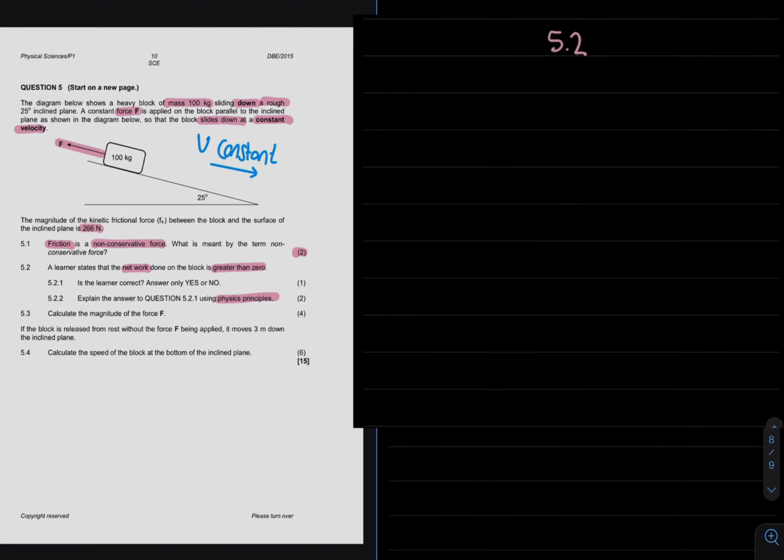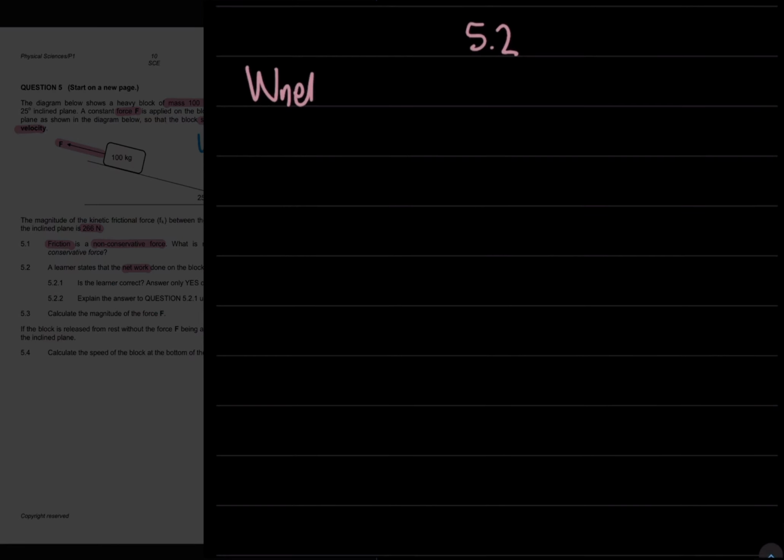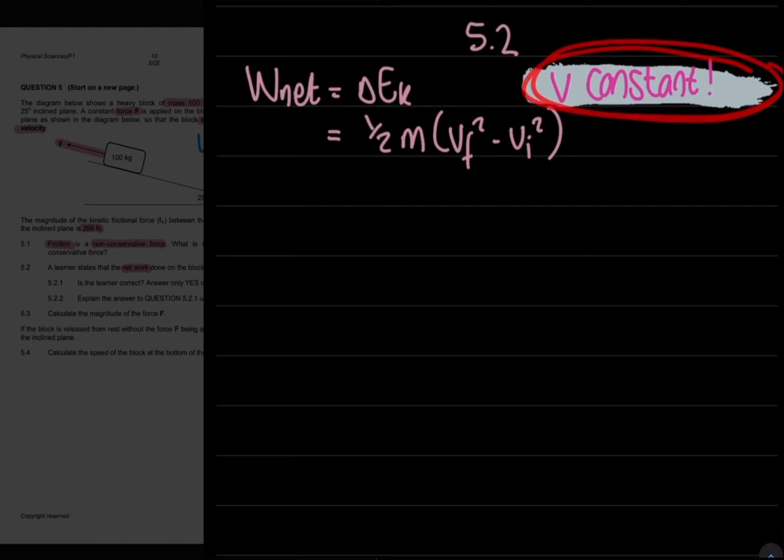In order to answer this question, we can have a look at our work-energy theorem, which states that the net work on a system is equal to the change in kinetic energy. Remember, change in kinetic energy is a half times the final velocity squared minus the initial velocity squared. In this problem, we had a constant velocity, which means that the final velocity and the initial velocity should be the same, which means that the net work on this system should be equal to 0 and not greater than 0.